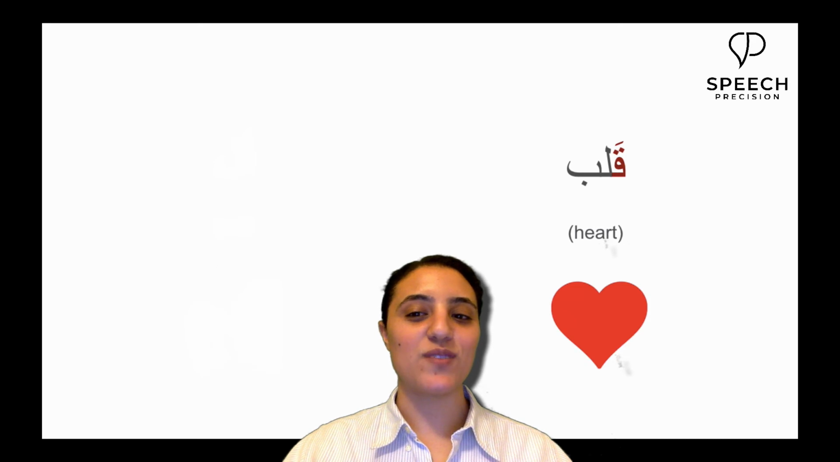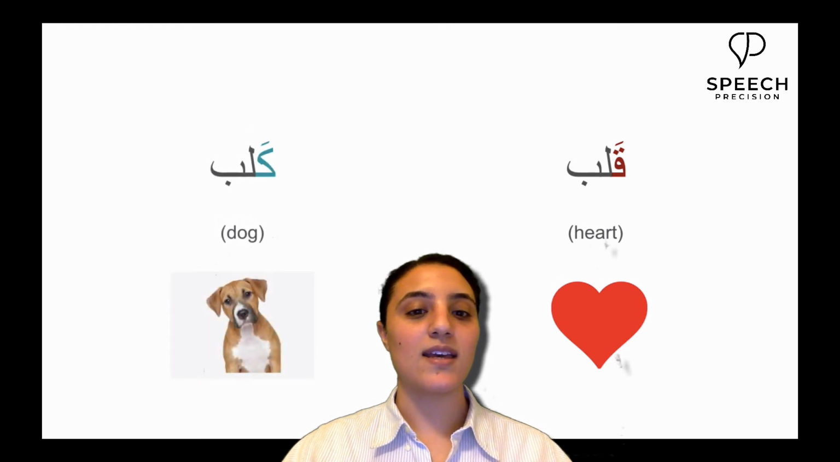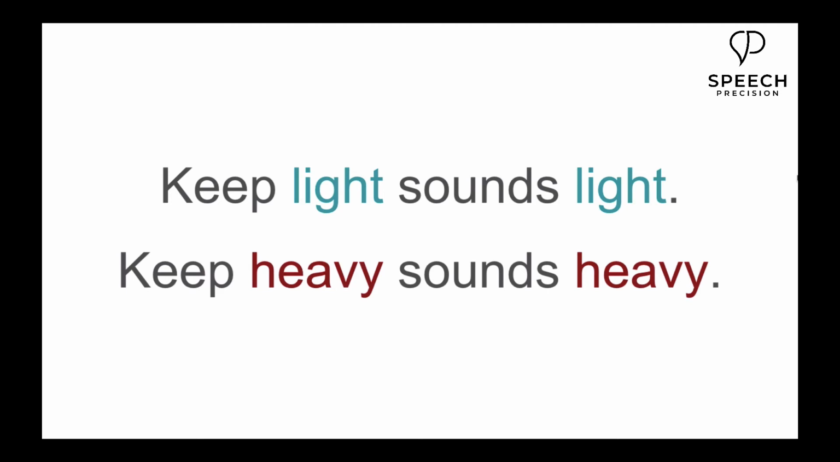And this example is one that a lot of people like to use to kind of show the difference between heavy sounds and light sounds. Qalb means heart, qalb, with a heavy qaf. If we take that heaviness away, it'll turn into something more like kalb, which means dog. Qalb, kalb. We're going to practice keeping light sounds light and heavy sounds heavy while reciting Suratul Fil.